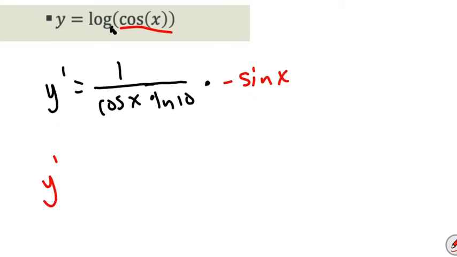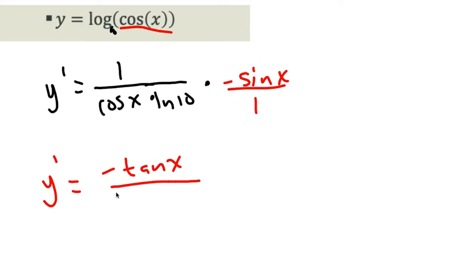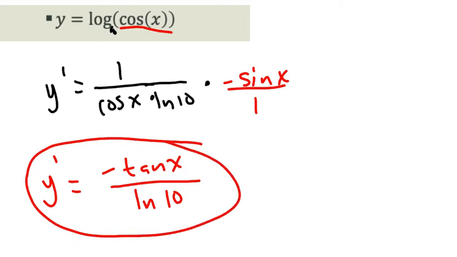So clean this up a little bit. I do have sine over cosine, negative sine over cosine actually. So what's negative sine over cosine? Well, that's negative tangent x, and your denominator is ln of 10. So that is most likely how you would see your answer written on the AP test.